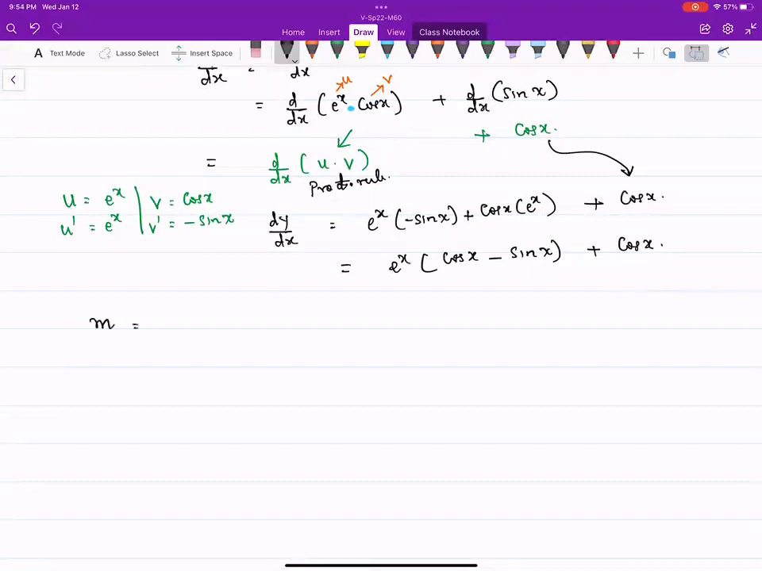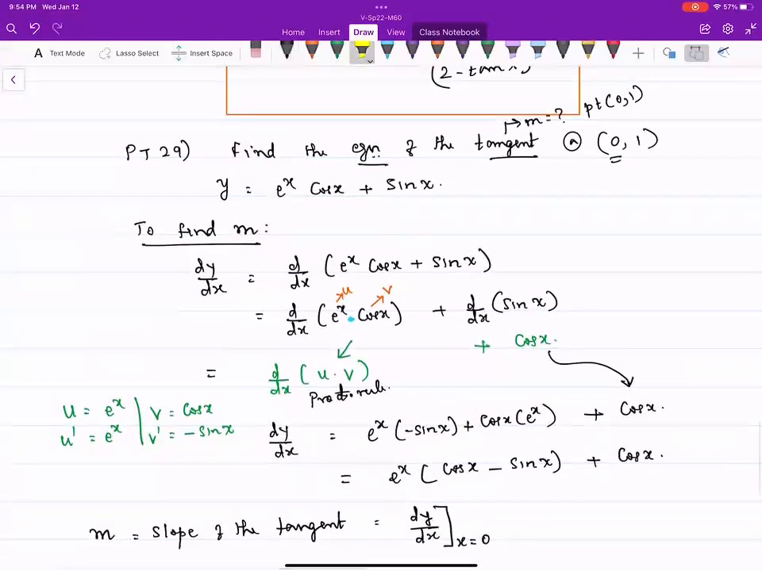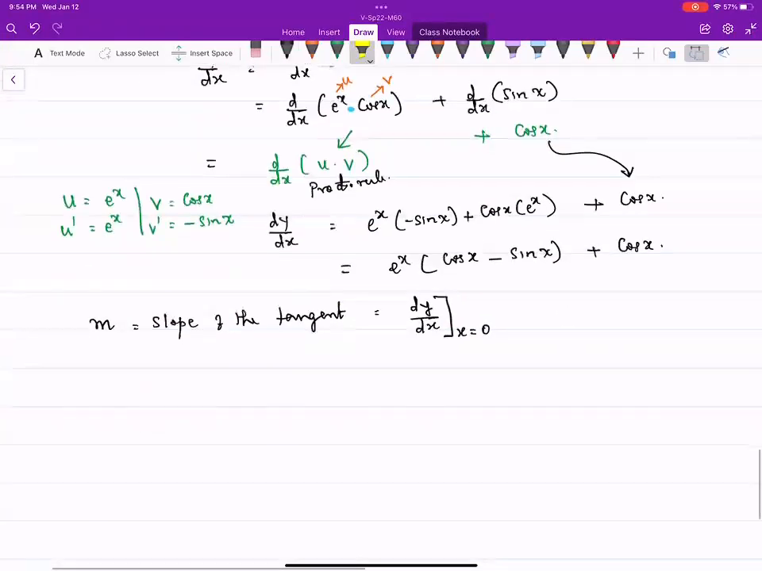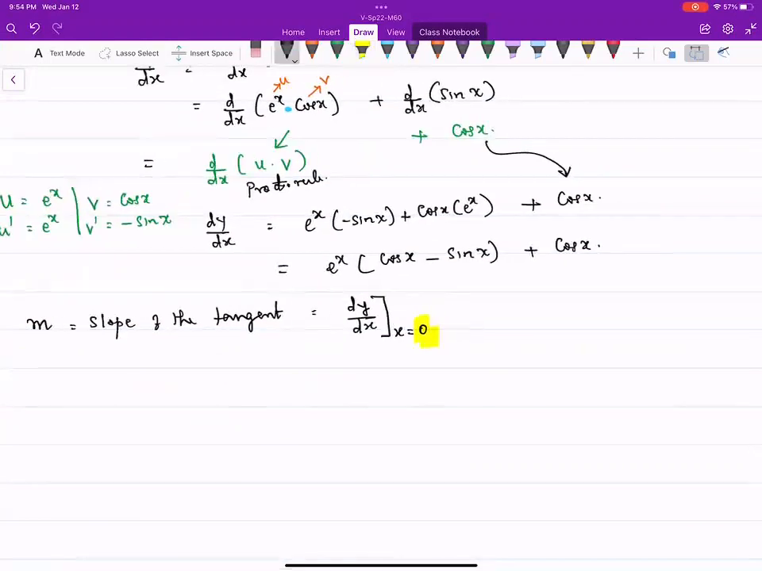But what is the slope of the tangent? M, right? Slope of the tangent. That is going to be dy by dx evaluated at a specific value of x, which is 0 here. Why 0? That is where we are drawing the tangent. So you have to take the x coordinate of that point. So remember that slope will always be a number. It will not be in terms of x. So I'm plugging in 0 in this dy by dx.